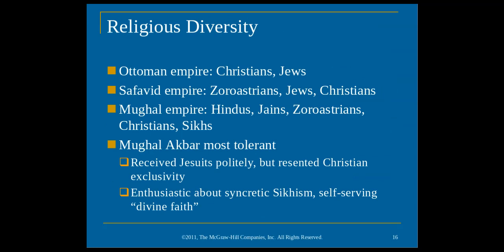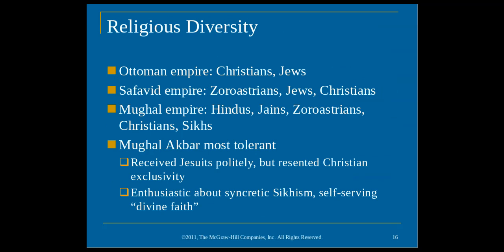In the Mughal Empire, you had large Hindu populations. You had the eccentric Jains, the Jainist peoples. You had Zoroastrians there as well. You did have some Christians, and you had some Sikhs as well, which was basically like a blend between Hindu and Muslims. So in India, a lot of religious diversity.